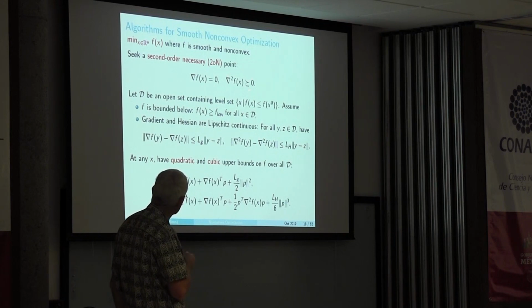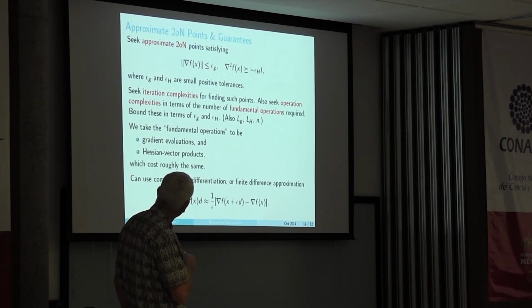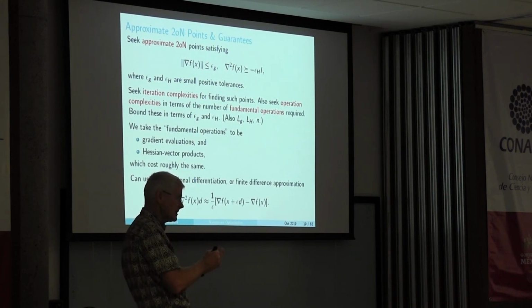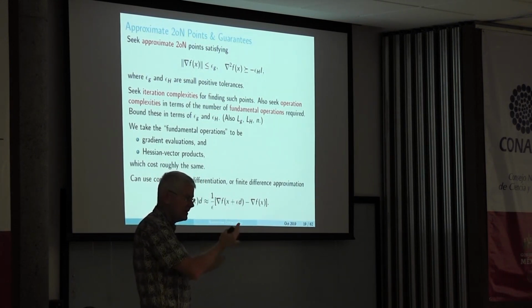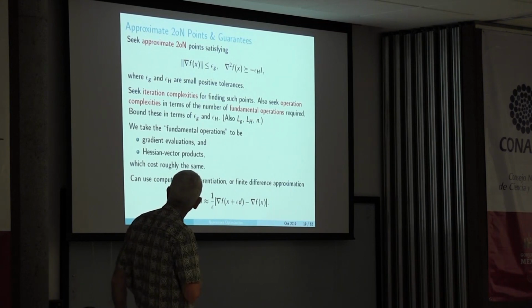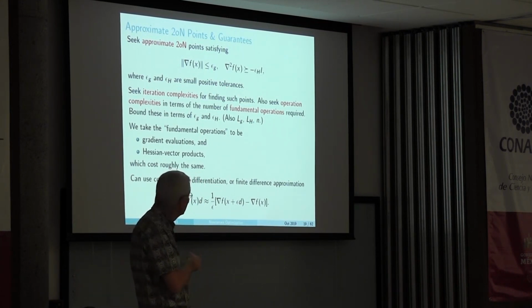And so we're looking for points that approximately satisfy these conditions. In fact, I think I've got it on the next slide. We define some tolerances, epsilon g and epsilon h, and we say I want the gradient to be less than epsilon g, and I want the Hessian to have all its eigenvalues bigger than minus epsilon h. So they might not all be non-negative, but at least they're not very negative. They're only very slightly negative. Okay? So we look for the number of iterations that you need, defined in terms of epsilon g and epsilon h, to achieve these properties here.